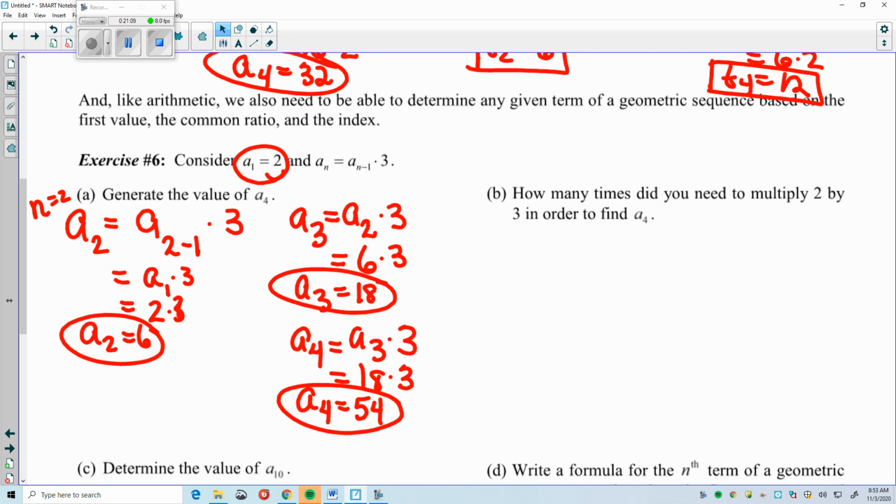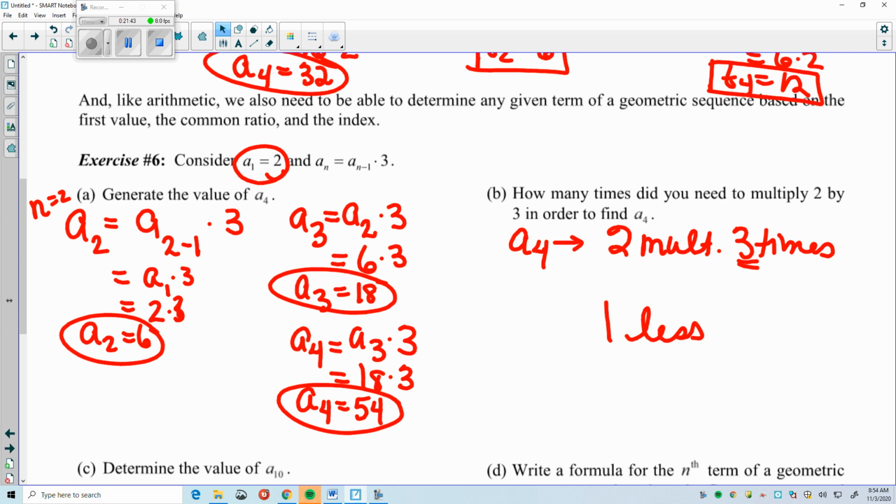So again, how many times did we need to multiply 2 by 3 in order to find a sub 4? Take a look, 2 is our first term, right? That was our first term here. I had to multiply it by 3 one, two, three times in order to find a sub 4. So I have to think to myself, 2 multiplied by 3, 3 times, to get that a sub 4. And again, the key there is it's 1 less than the term that you're looking for.